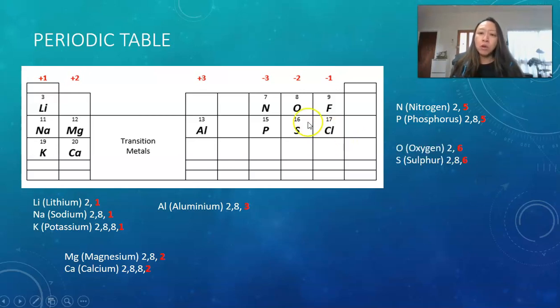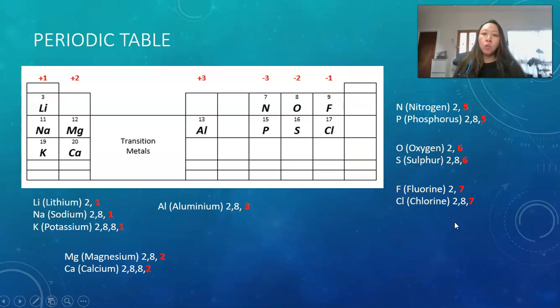If we look at oxygen and sulfur over here, oxygen and sulfur have 6 valence electrons on their outermost shell each, and therefore they need to receive 2 extra electrons each, and that's why they have a -2 charge. Of course, if we look at fluorine and chlorine, they will need to receive an additional electron, and that's why they have a -1 charge because of their electron configuration below.